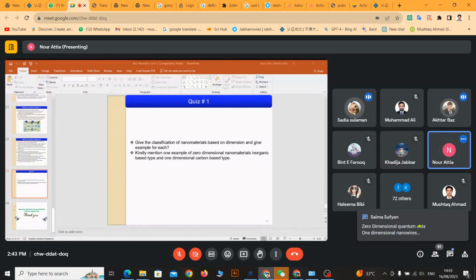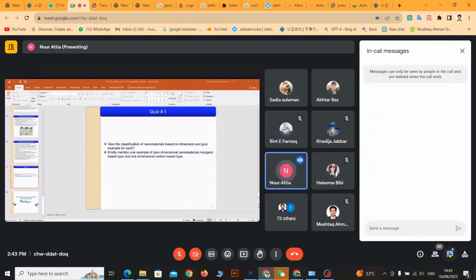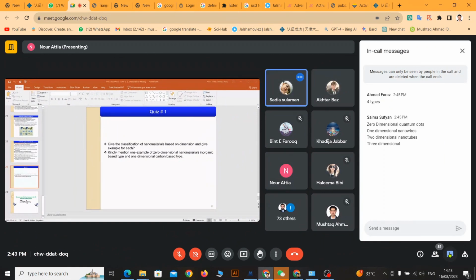Yes, quantum dot, exactly. Zero dimension is quantum dot. One dimension is nanowire, it's correct. Carbon nanotubes, this is one dimension. One of you answered one dimension and zero dimension. Still, we have two dimension. What is the example of two dimension? No one?